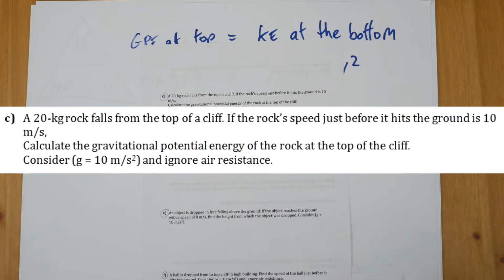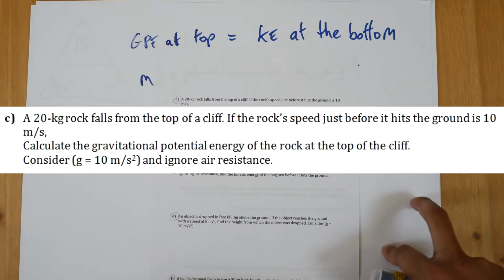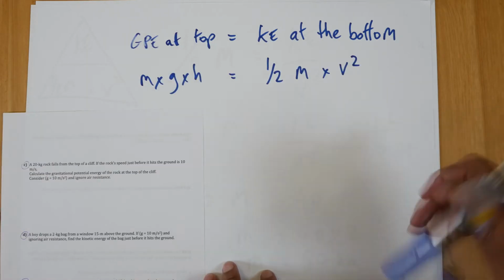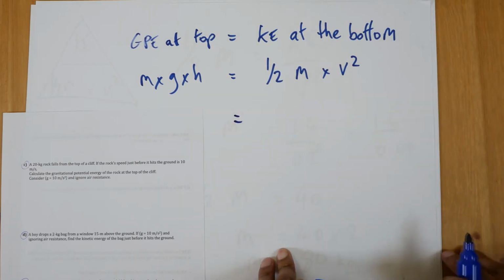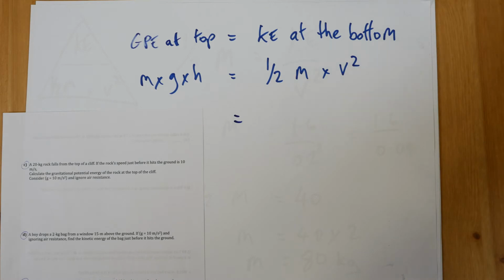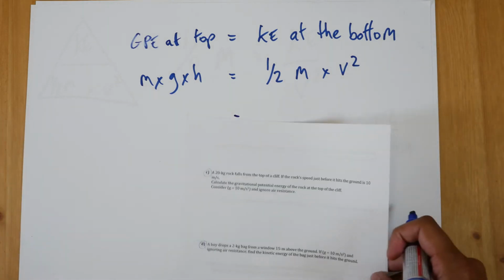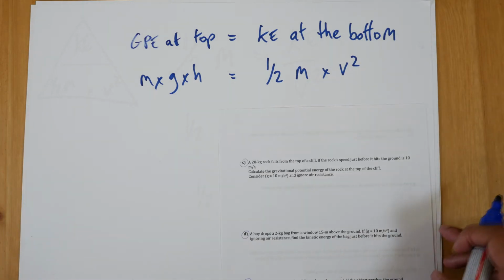It says, a 20 kilogram rock falls from the top of a cliff. If the rock's speed just before it hits the ground is 10 meters per second, calculate the GPE of the rock at the top of the cliff. Ignore air resistance. All right, okay. Bit of a challenge, that one. But let's just see. I've already written my equation up here. GPE at the top is equal to the kinetic energy at the bottom.